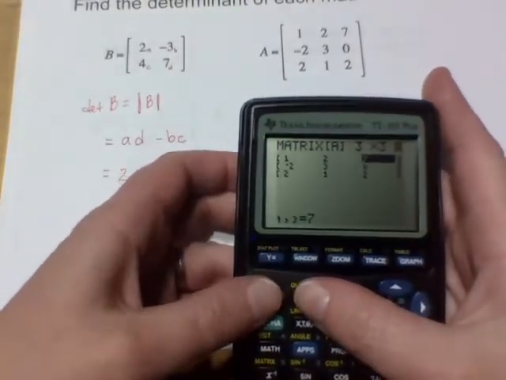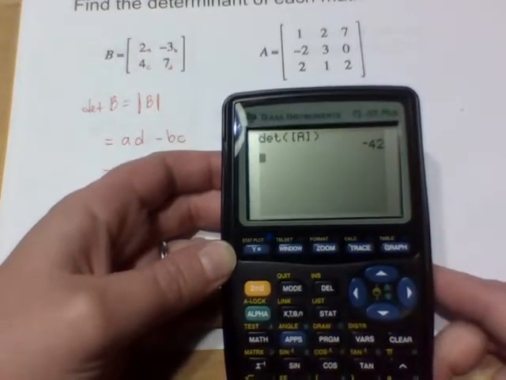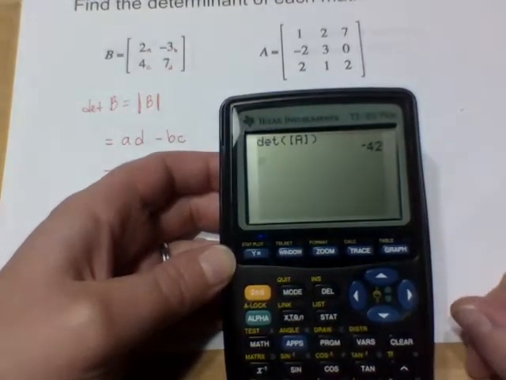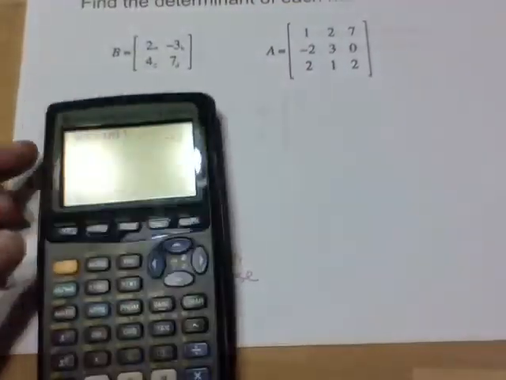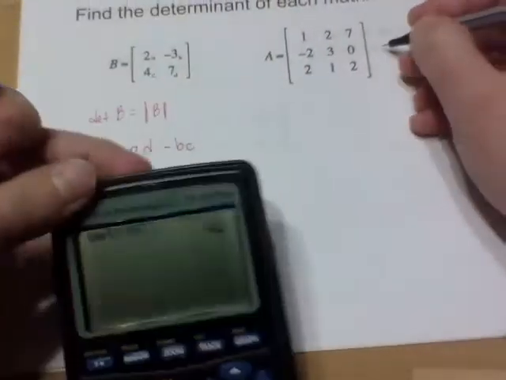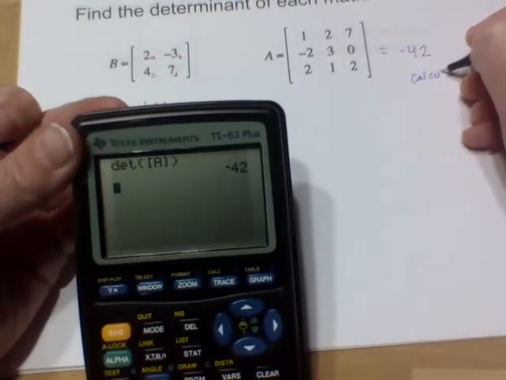And so now if we go back to the home screen, remember we already typed in determinant of A, and so now we can press enter and it does all of the multiplying and adding and subtracting for us. So via our calculator here, it equals negative 42, and again we did it through the calculator.